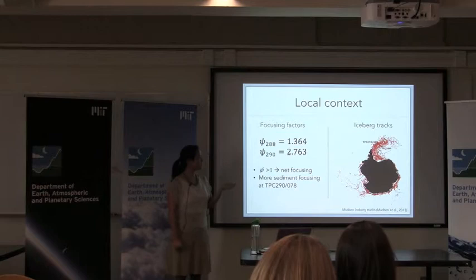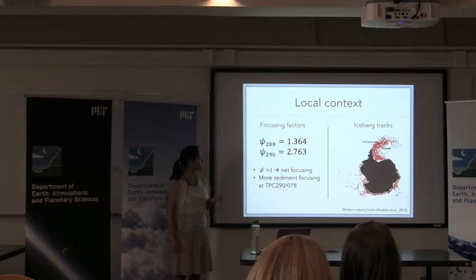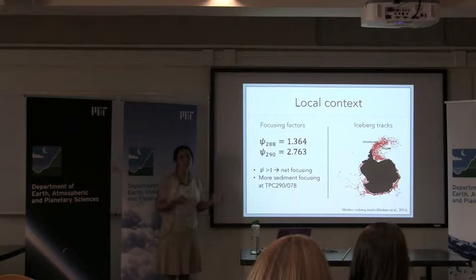There's also a difference between the focusing that both sites are experiencing. Core 288 has a lower focusing factor than Core 290, which would suggest that it's subject to less focusing. So more sediment is being brought in laterally at Core 290.